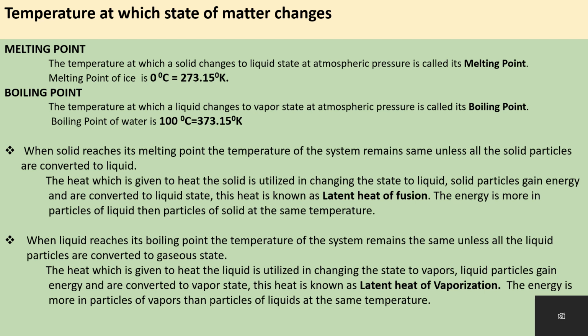We have seen that state of matter changes with change in temperature. The temperature at which a solid changes to liquid state at atmospheric pressure is called its melting point. Melting point of ice is 0 degrees Celsius, which is equal to 273.15 degree Kelvin. The temperature at which a liquid changes to vapor state at atmospheric pressure is called its boiling point. Boiling point of water is 100 degrees Celsius, which is equal to 373.15 degree Kelvin.